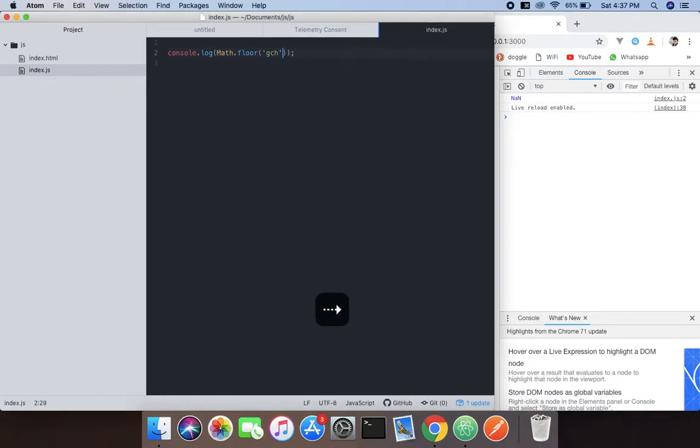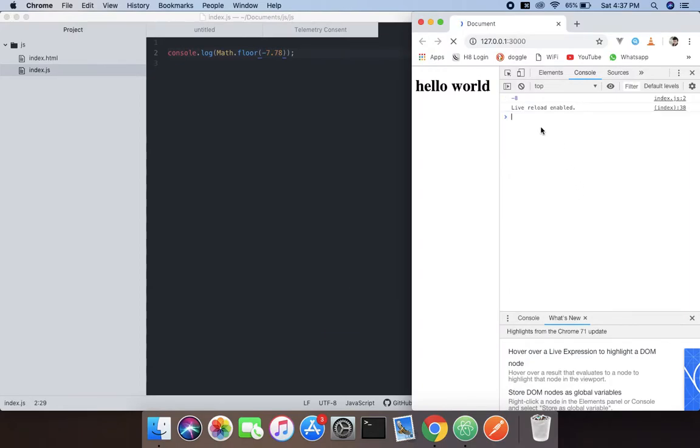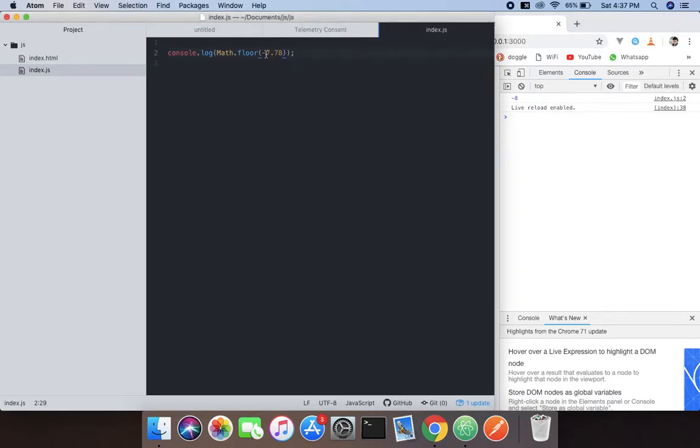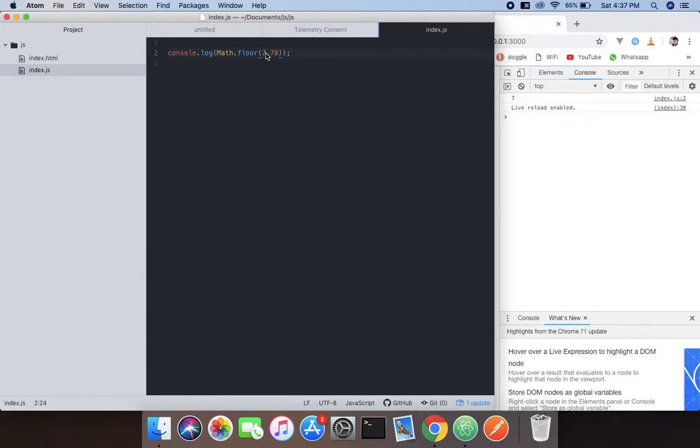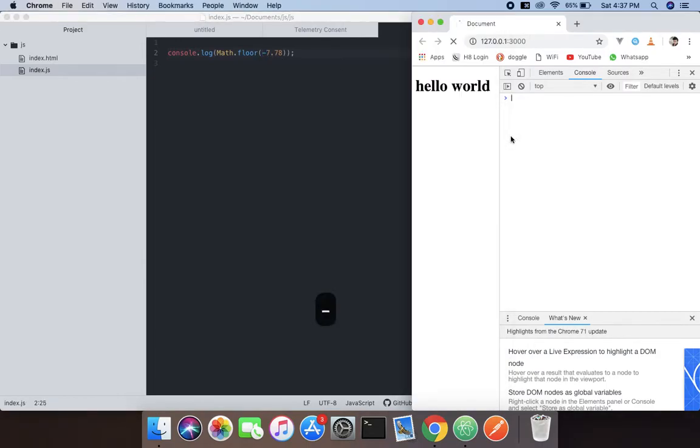And the other thing you need to know is, if you give a minus number, it will work fine. In the plus case, it will give you the nearest lower integer. If it's 7.78, it would be 7. But when you give it a minus number, it will give you -8. So this is what you need to remember.